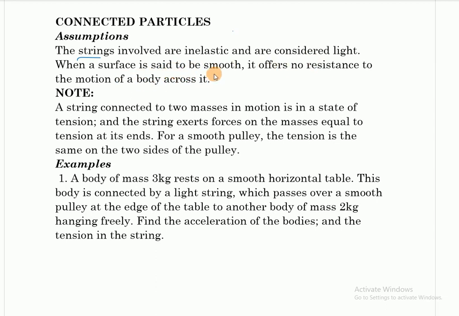When the surfaces are said to be smooth, this is what we have: no resistance to the motion of a body across it. So when a surface is said to be smooth, it offers no resistance to the motion of a body across it. That's one thing you need to take note of.